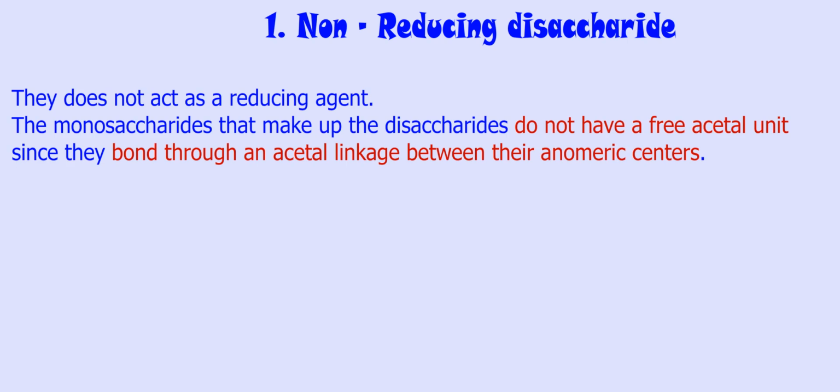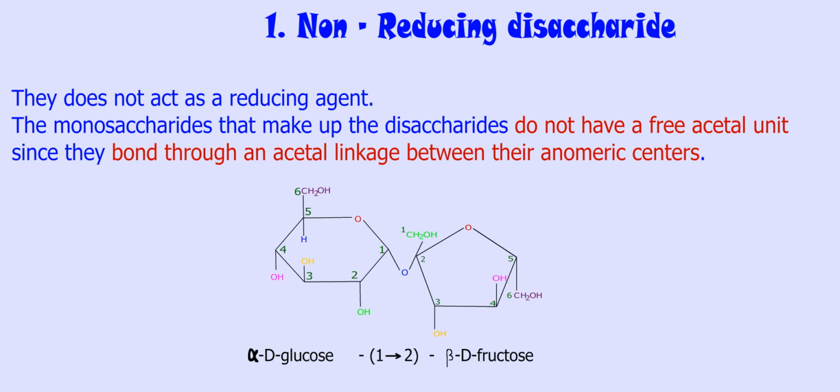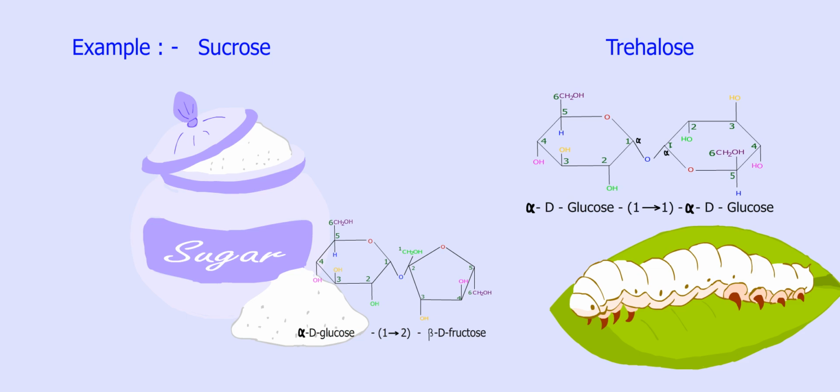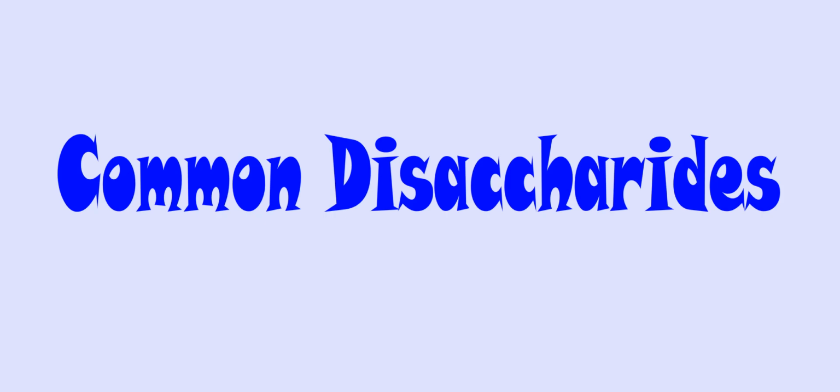Non-reducing disaccharide. A non-reducing disaccharide is a disaccharide that does not act as a reducing agent. Both monosaccharides that make up the disaccharide do not have a free hemiacetal unit since they bond through an acetal linkage between their anomeric centers. Examples: sucrose and trehalose.